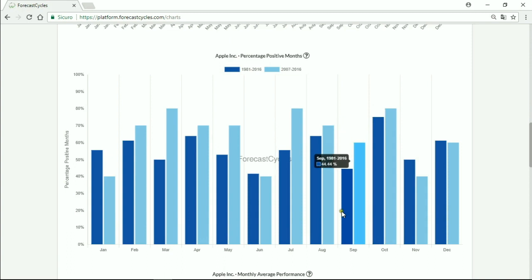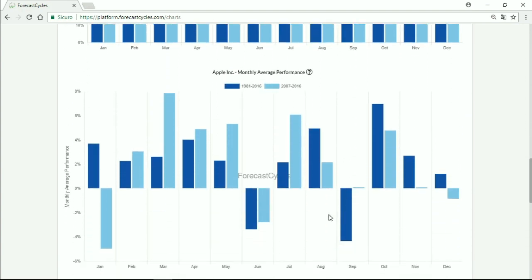There could be months when the price of a market follows a precise direction, bullish or bearish, even if the price is not following the seasonal forecast with high correlation like Apple is doing in 2017. The monthly average performance chart shows the average monthly performance of a financial symbol in a period of time. For example, from 1981 to 2016, in September Apple declined 4.35% and in October rose 6.98%. And in the last 10 years, for example in March, Apple rose 7.84%.